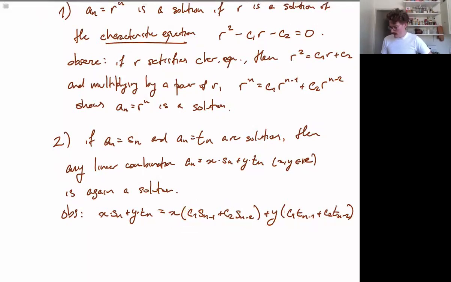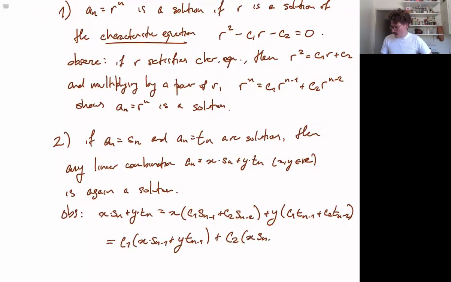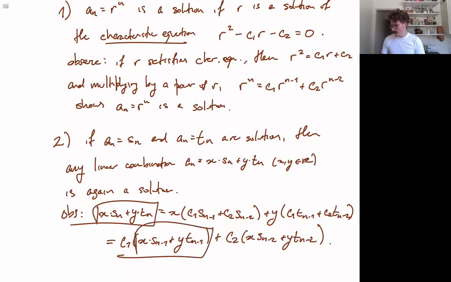And what we get is c1 (x s_{n-1} plus y t_{n-1}) plus c2 (x s_{n-2} plus y t_{n-2}). And this shows that it is a solution because this is a_n, this is a_{n-1}, and this is a_{n-2}. So this equality shows that it is a solution to the recurrence relation.